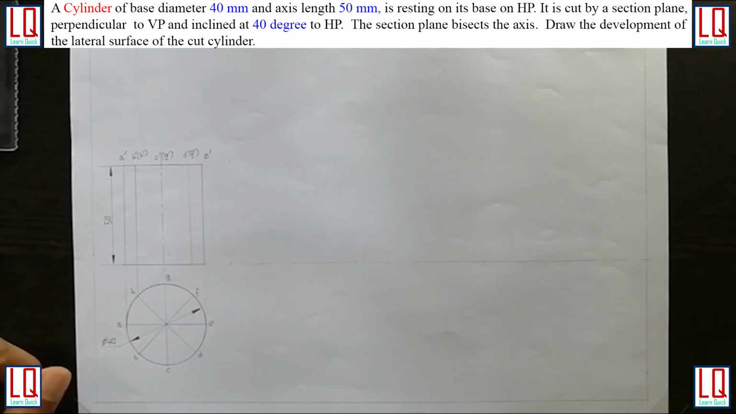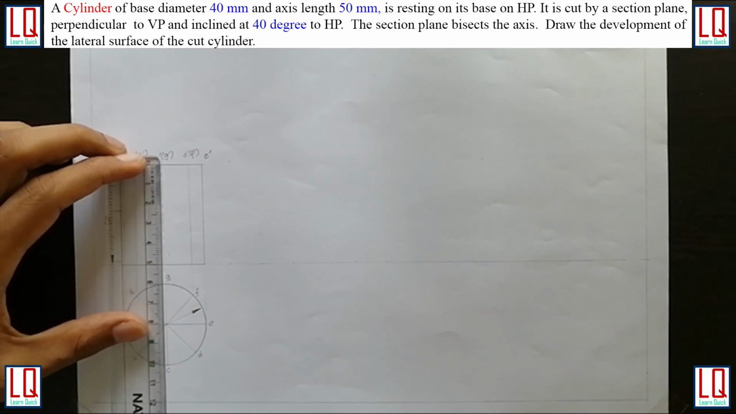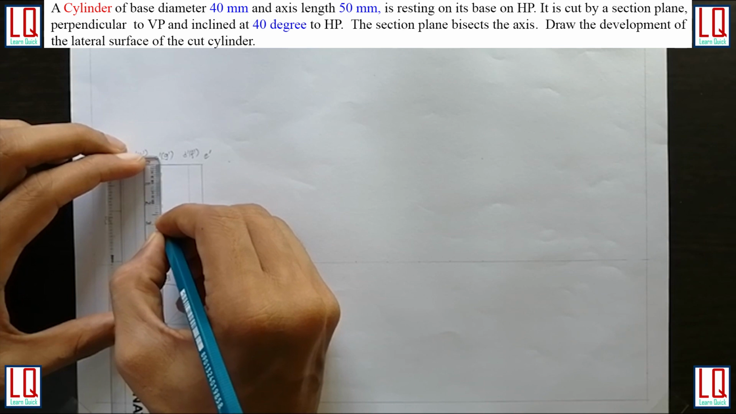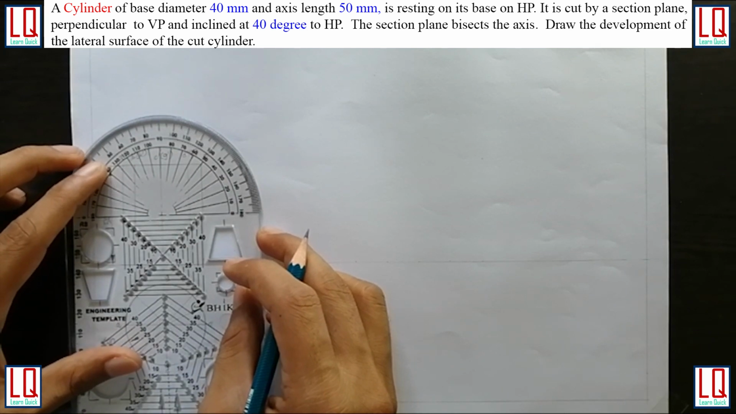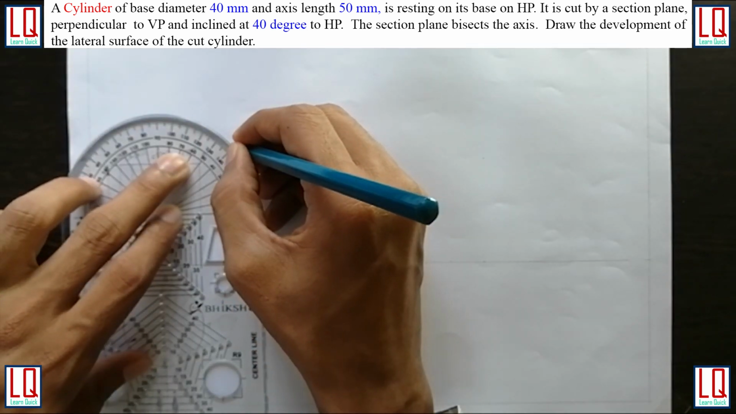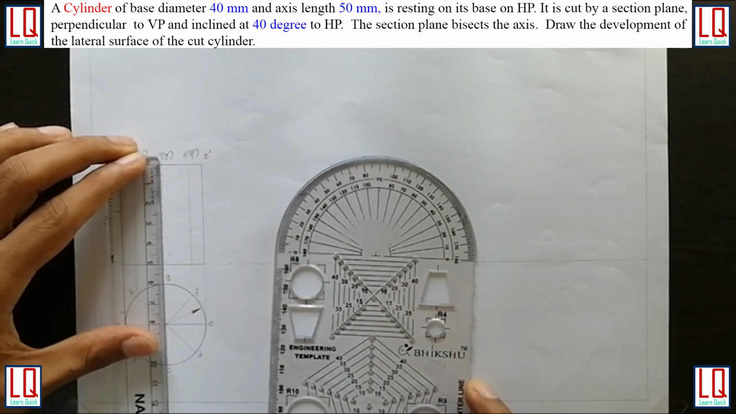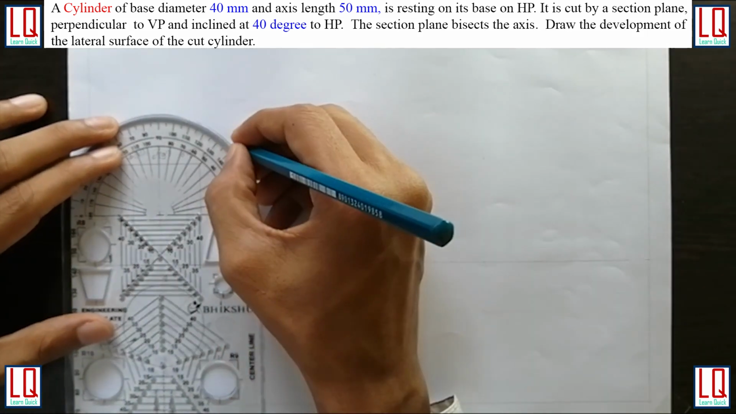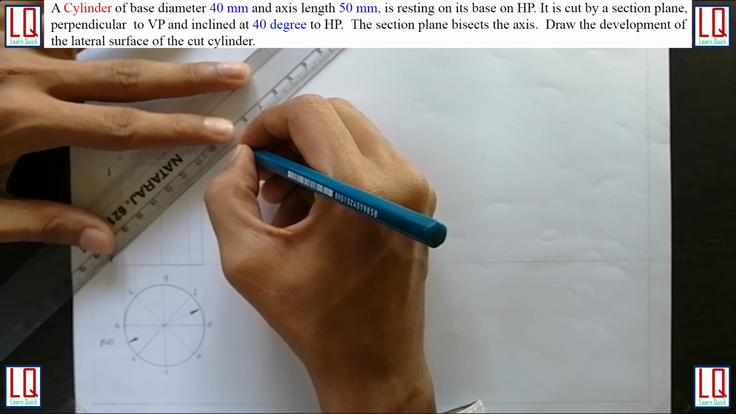So now we will draw the cutting plane. To draw the cutting plane, I have to mark. The cutting plane bisects the axis. So I have to mark at 25 mm. The axis length is 50. So at 25 mm, I have to take 40 degree. So at 25 mm, mark 40 degree. Now here we are going to draw the cutting plane.